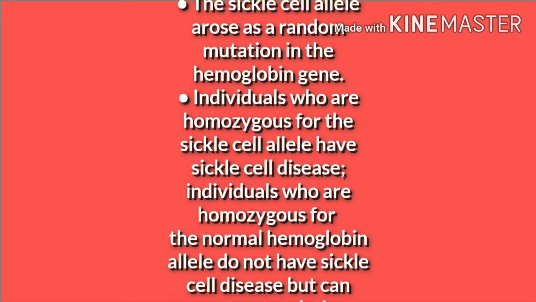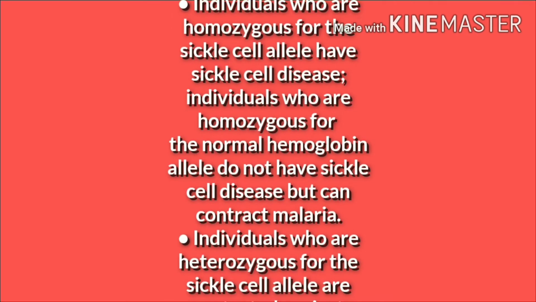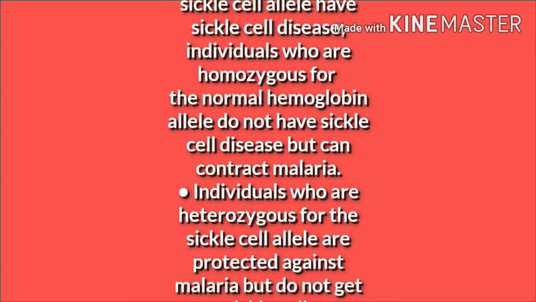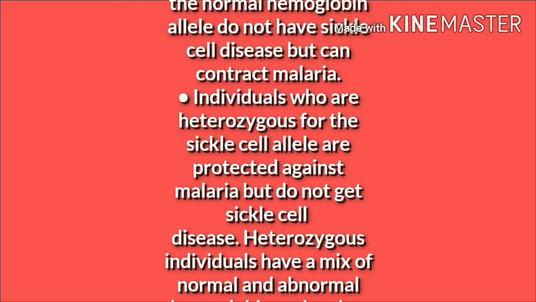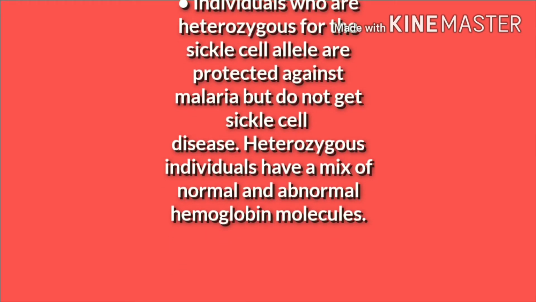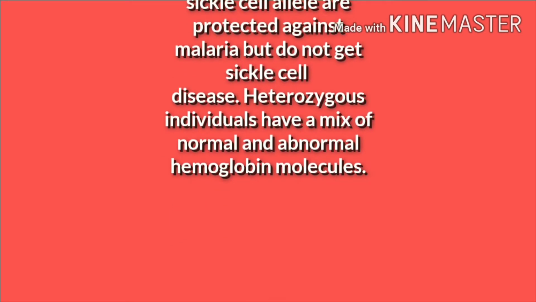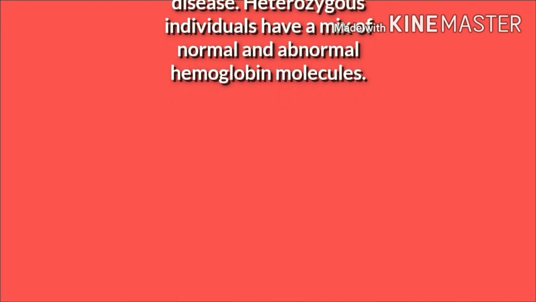Individuals who are homozygous for the sickle cell allele have sickle cell disease. Individuals who are homozygous for a normal hemoglobin allele do not have sickle cell disease but can contract malaria. Individuals who are heterozygous for the sickle cell allele are protected against malaria but do not get sickle cell disease. Heterozygous individuals have a mix of normal and abnormal hemoglobin molecules.